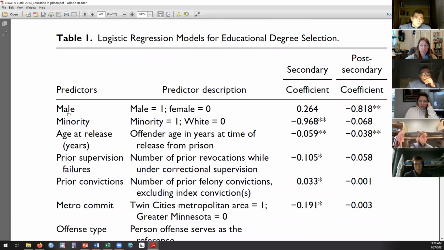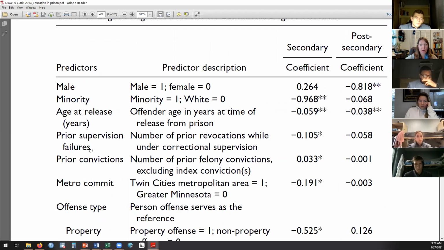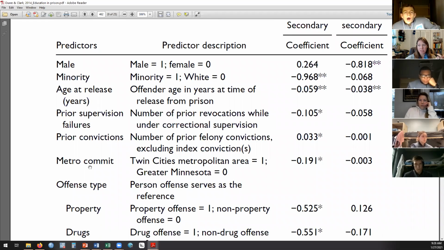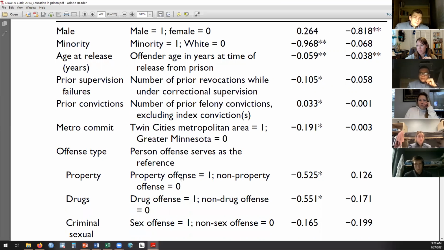So we've got gender, minority, age at release, prior supervision failures. This is how many times they've been on parole or probation and they failed. Prior convictions. Here's a great one right here, metro commit. This means when they were released, did they get released to a metropolitan area or a rural area? So that's a good one right there.